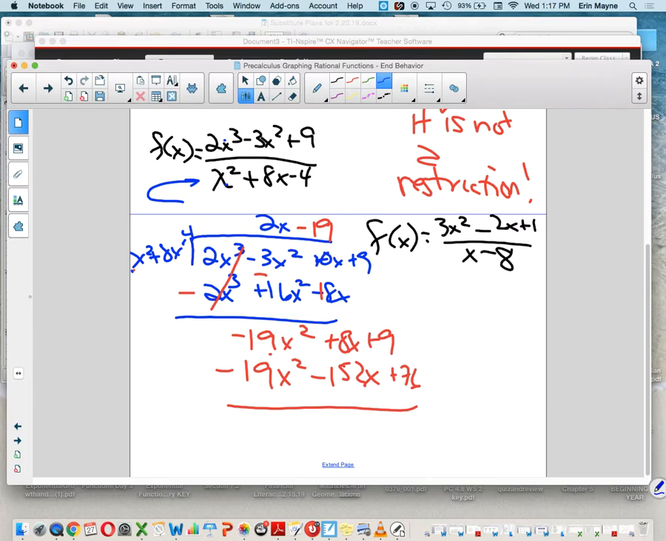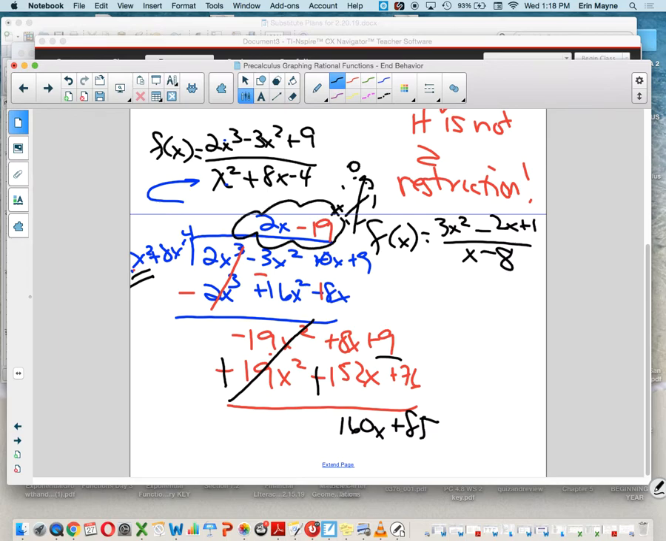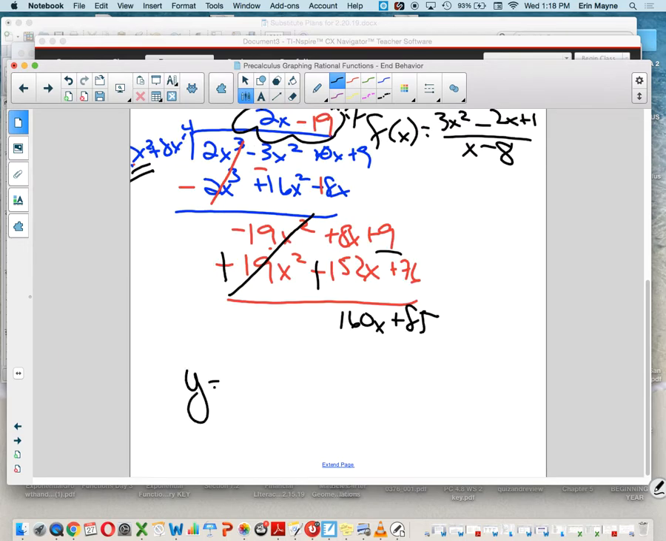And then I want to point this out. We can talk more about this tomorrow or Monday. But when I subtract this whole line, this becomes positive, this becomes positive, this becomes negative. These are gone. Anything that is less than a power of 2 is a remainder. So this 160x here plus 85 is tacked on here, but this section, per our conversation yesterday, will go towards 0. So my end behavior asymptote is y equals 2x minus 19.